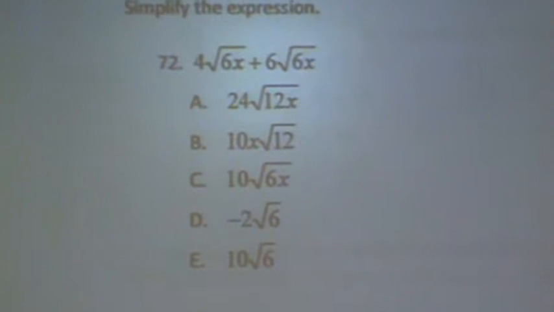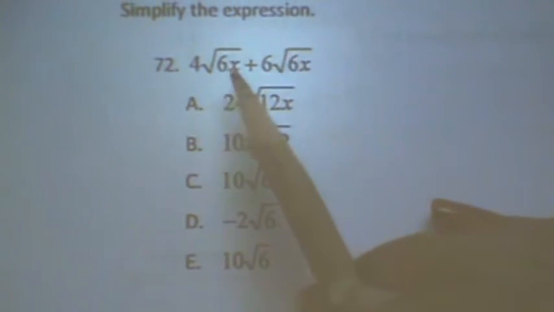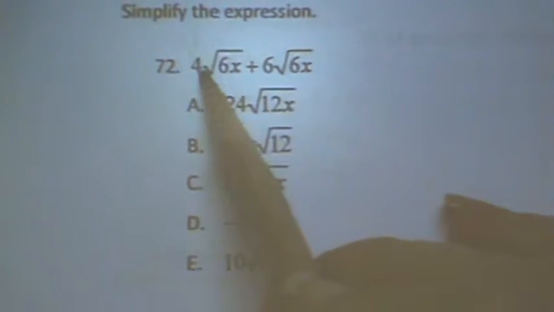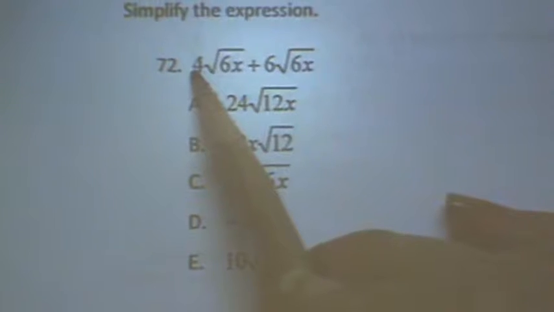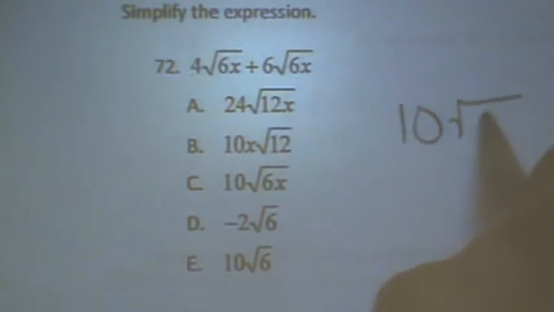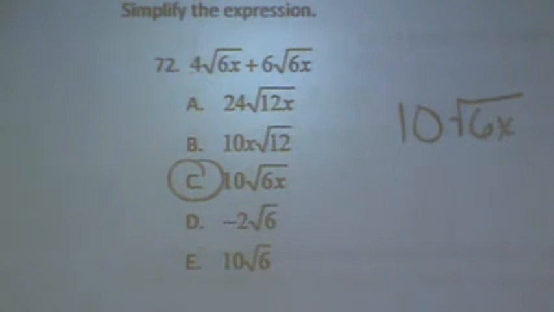72. If you are adding radicals up, as long as what's underneath the radical is the same, which it is, and the index is the same, what you're going to do is add up just the coefficients. So 4 plus 6 is 10, so it'd be 10 root 6x, which is C.